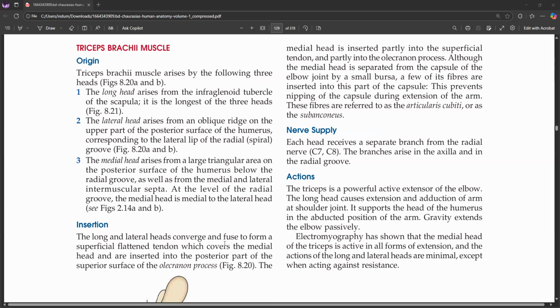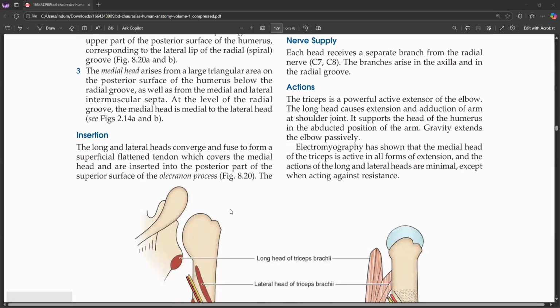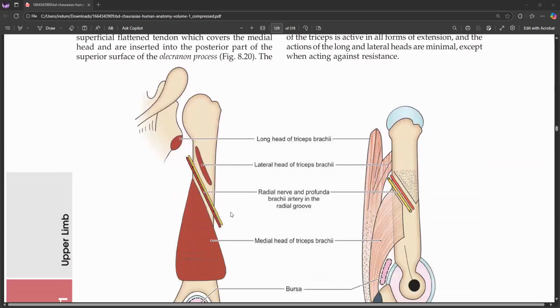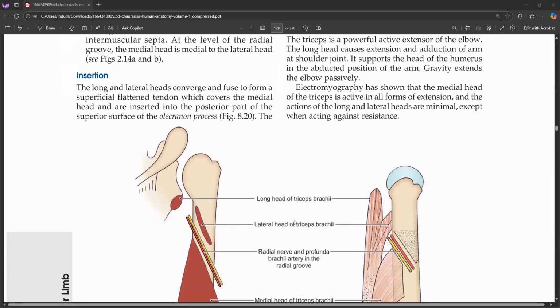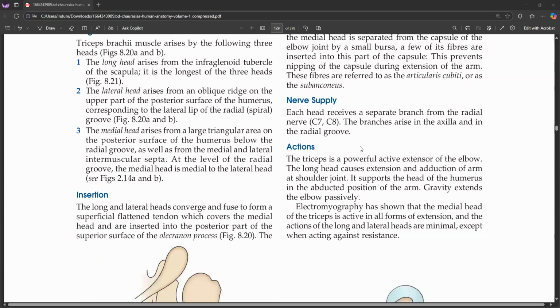Insertion. The long and lateral heads converge and fuse to form a superficial flattened tendon which covers the medial head and are inserted into the posterior part of the superior surface of the olecranon process. Figure 8.20. The medial head is inserted partly into the superficial tendon and partly into the olecranon process. Although the medial head is separated from the capsule of the elbow joint by a small bursa, a few of its fibers are inserted into this part of the capsule.